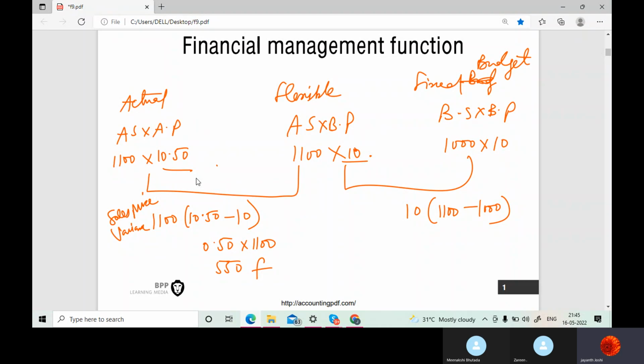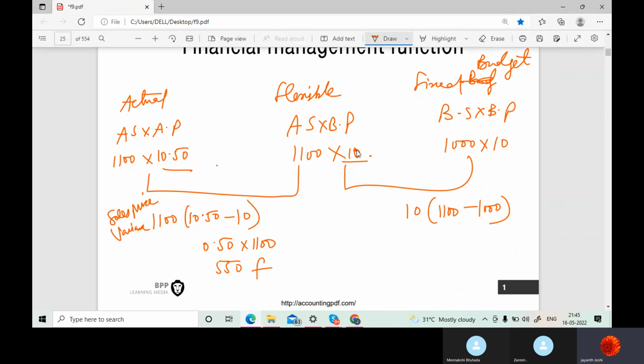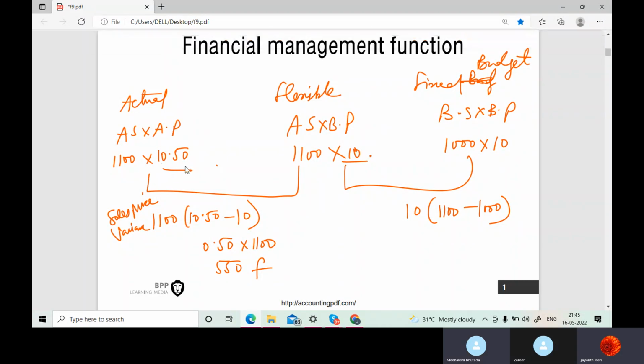The point here is, we thought that we will sell at 10, but we are able to sell at 10.5. That's good, so it's favorable. We made a profit. And what about the volume variance? We thought that we will be selling 1,000 units, but we are able to sell 1,100. So again it is favorable, 100 into 10, which is 1,000 favorable.